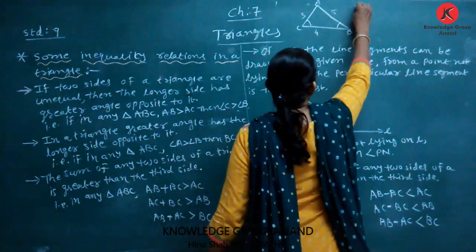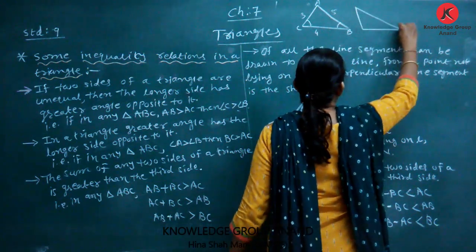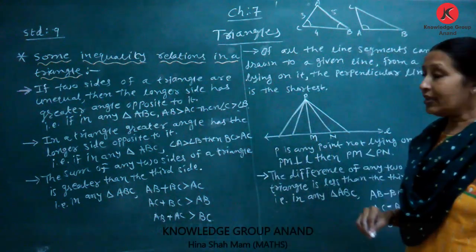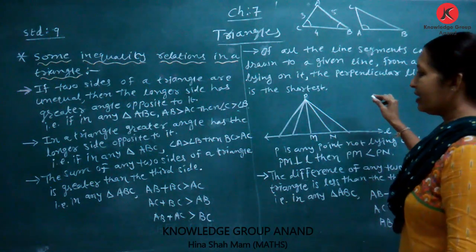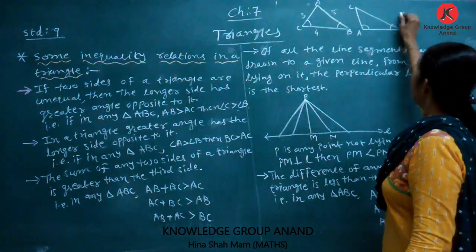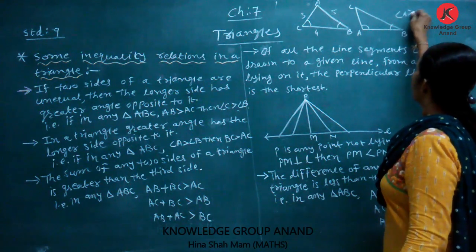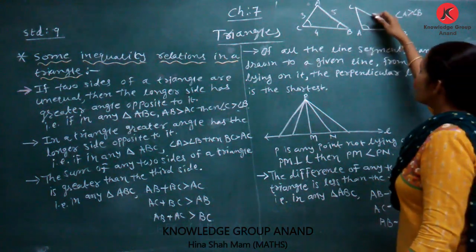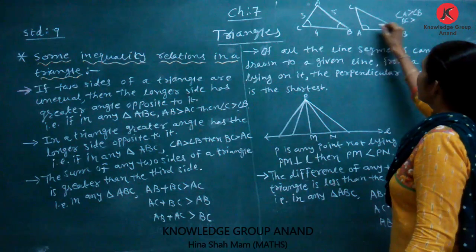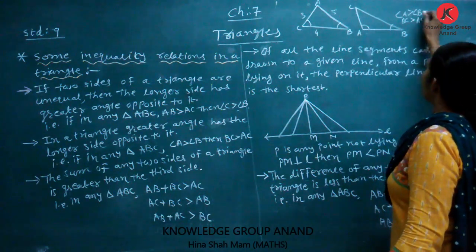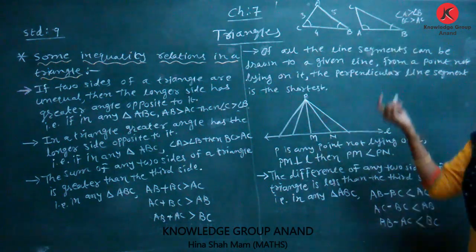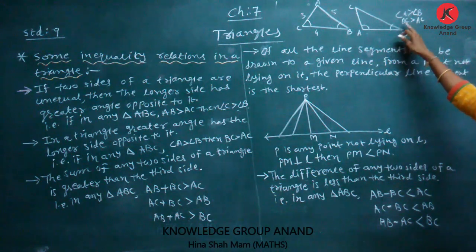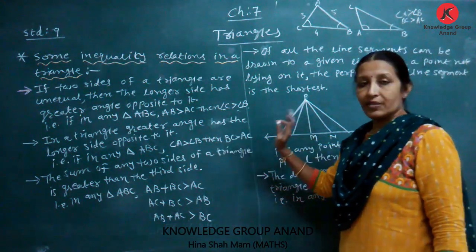Suppose we draw this triangle and take angles A, B, C. In this triangle, angle A is greater than angle B. Then which side is greater? The side opposite angle A is BC, and the side opposite angle B is AC. Then BC is greater than AC.